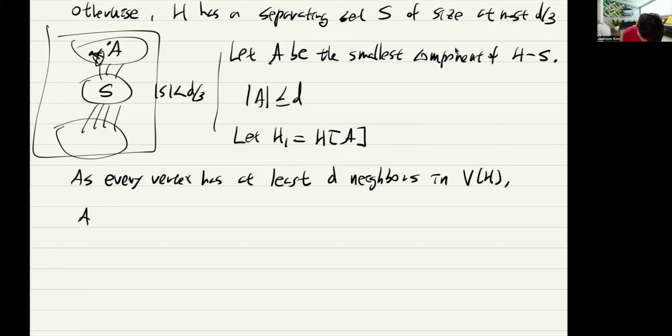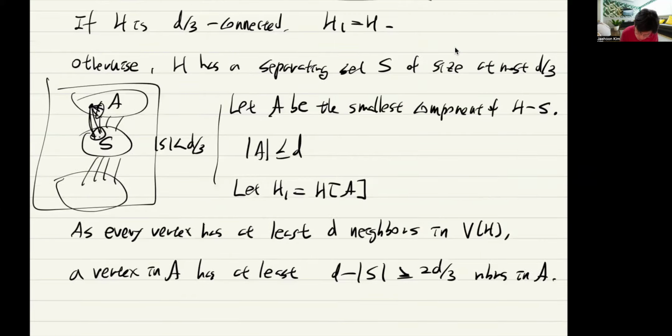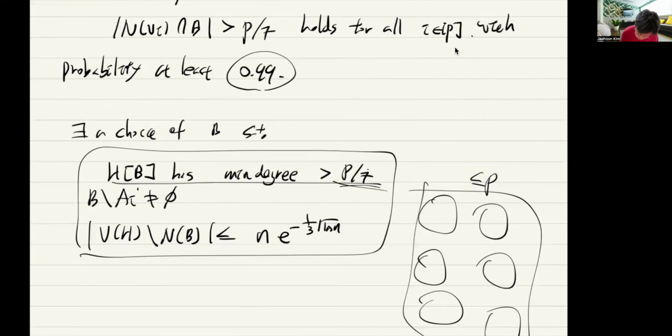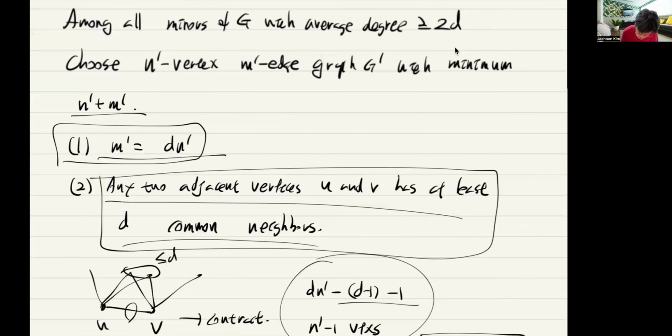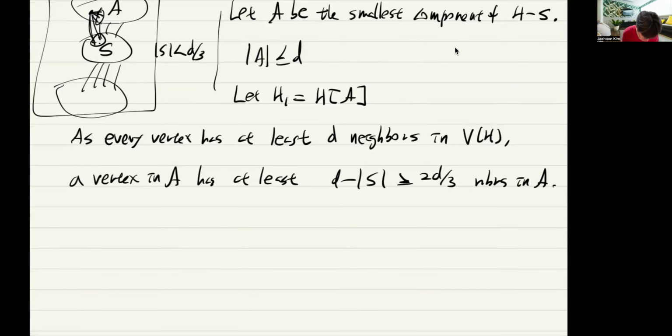That means, because F is bounded, this sends some edges to here and some edges to here, total D. So a vertex in A has at least D minus F, which is 2D over 3 neighbors in A. So this satisfies the minimum degree condition that we were hoping for. But the connectivity is what?